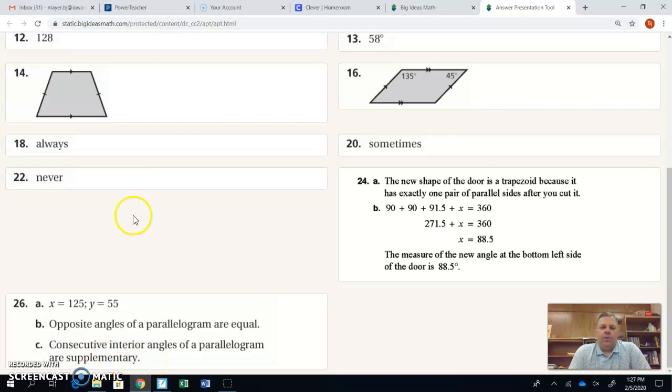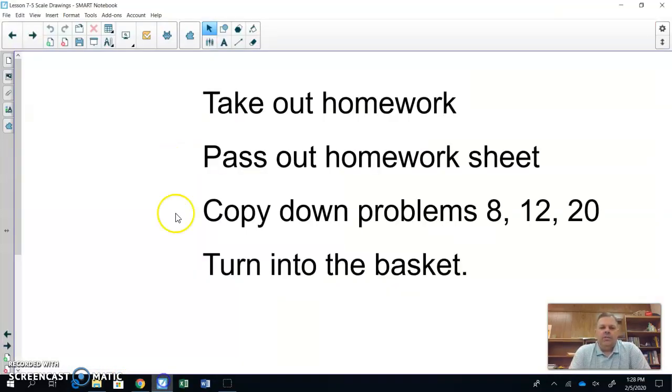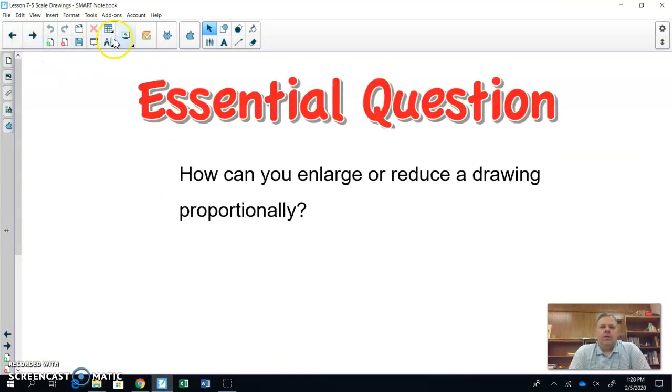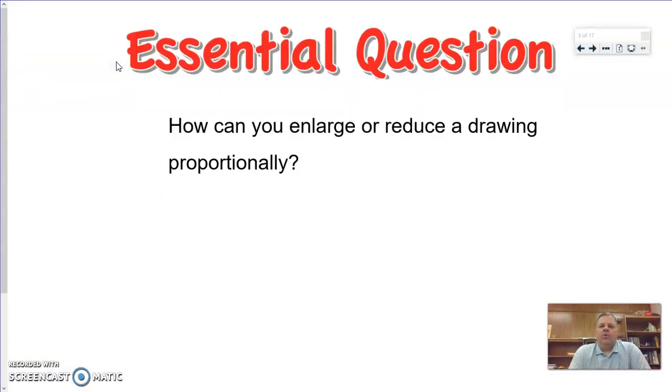Those are yours to keep, and what we will be working on today is our essential question of how can you enlarge or reduce a drawing proportionally.